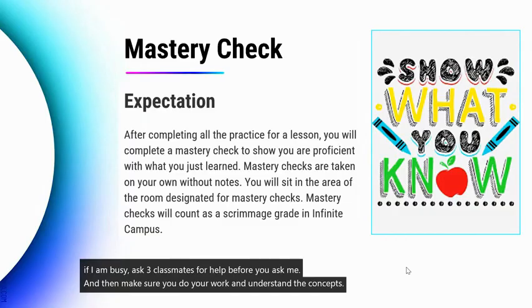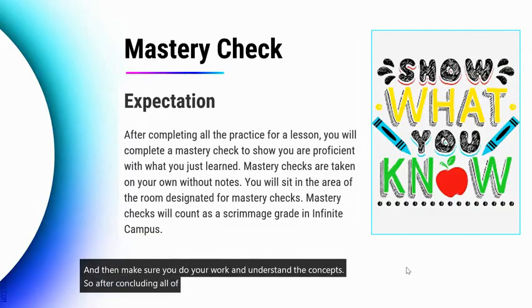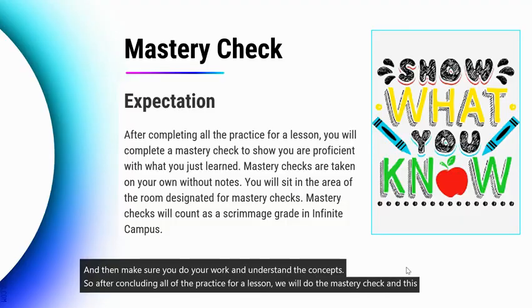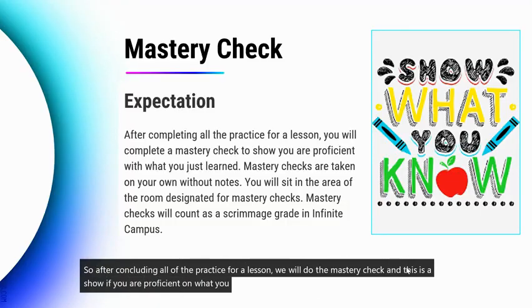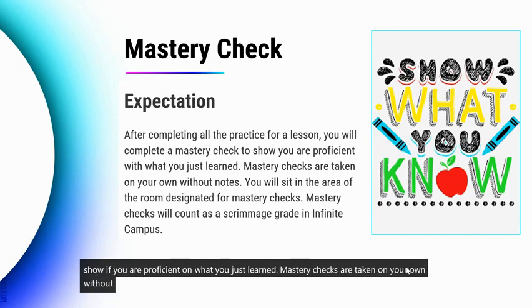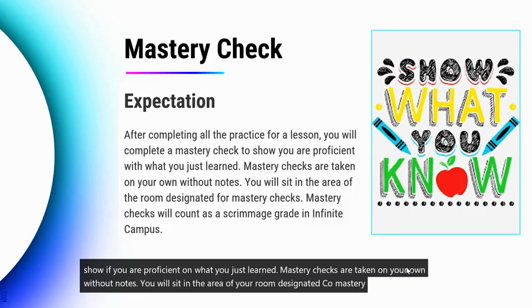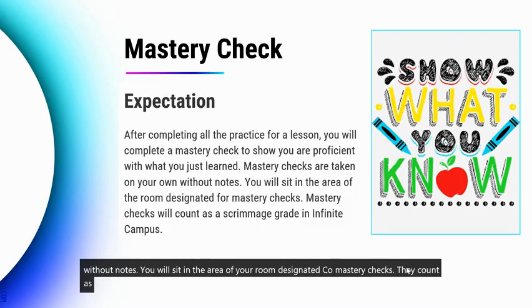So after completing all of the practice for a lesson, you will do the mastery check. And this is to show if you are proficient on what you just learned. Mastery checks are taken on your own without notes. You will sit in the area of the room designated for mastery checks. They count as a scrimmage grade in Infinite Campus. And remember, mastery checks, you need to get at least a 2.5 in order to move on to the next lesson.